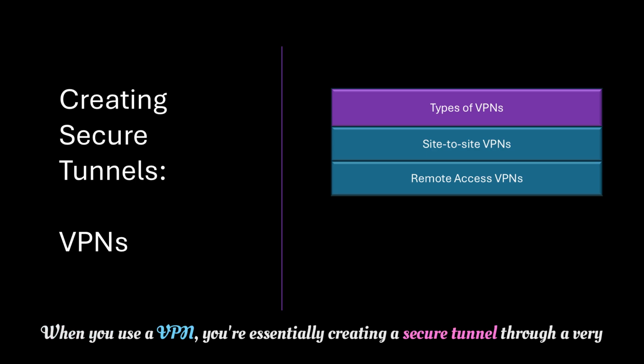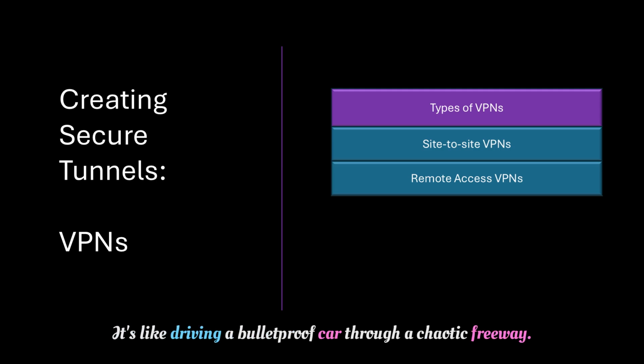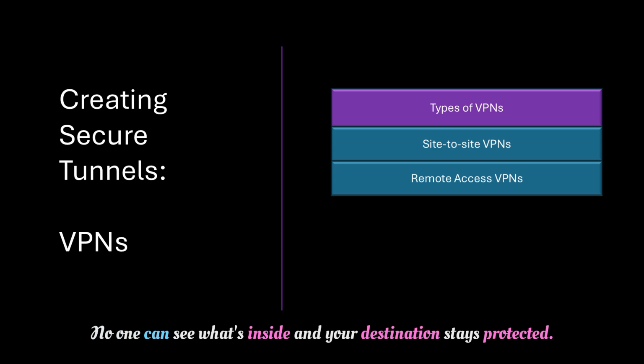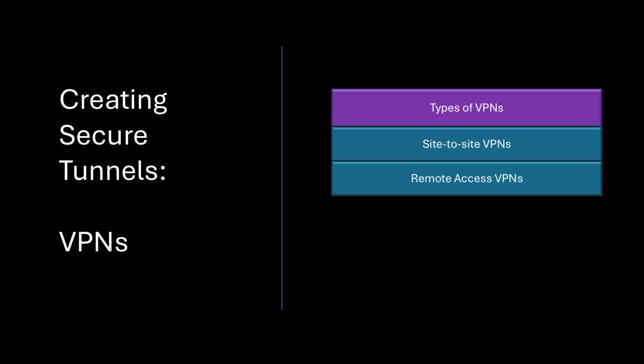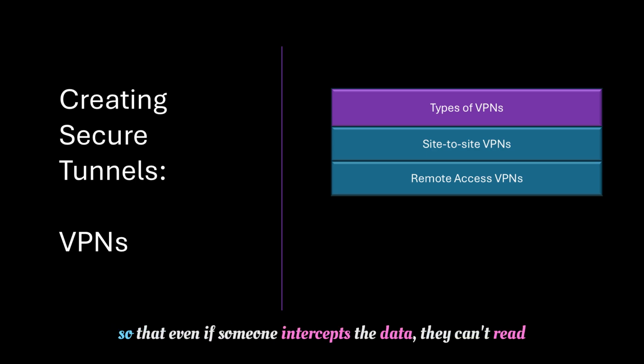When you use a VPN, you're essentially creating a secure tunnel through a very public and often hostile environment, the Internet. It's like driving a bulletproof car through a chaotic freeway. No one can see what's inside, and your destination stays protected. By setting up a VPN, you're encrypting your network traffic so that even if someone intercepts the data, they can't read or tamper with it.